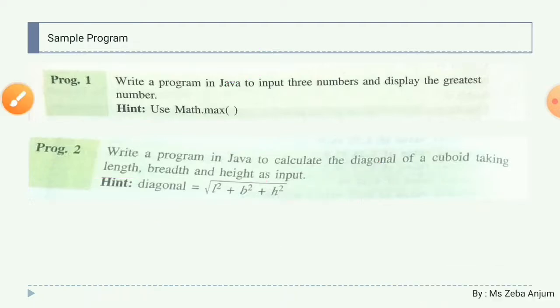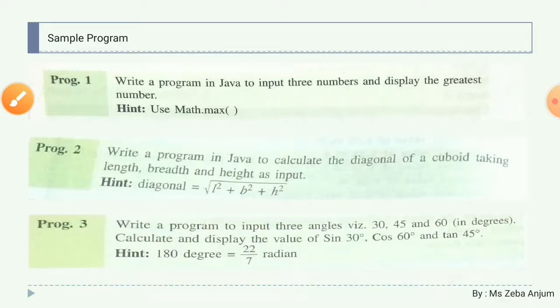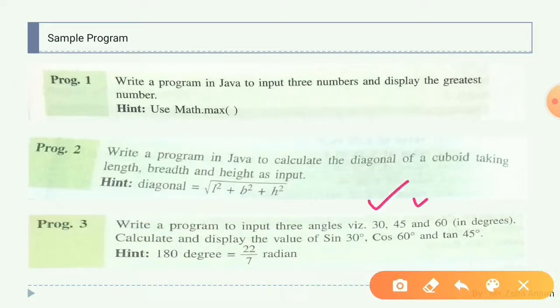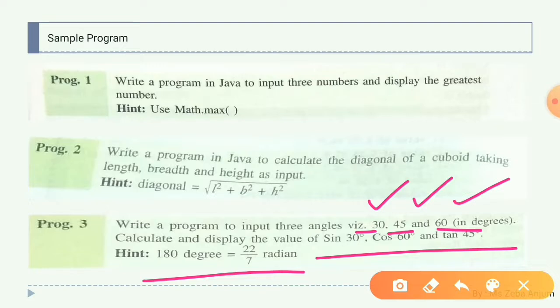Okay, now see the third program. Write a program to input three angles 30, 45, 60 in degrees. You have to input three angles in degrees and calculate and display the value of sine 30, cos 60 and tan 45. Remember when we were learning your trigonometric function, over there we have studied that as an argument, if you are going to give an argument, then you have to give it in what? In radian you have to apply. Yes, so firstly you are going to convert these inputs into your radian using this formula. Yes, then afterwards you are going to apply the appropriate trigonometric function for the same. Okay, so try these questions.